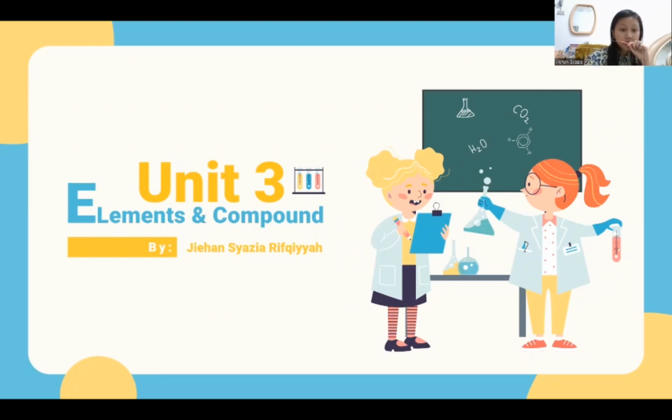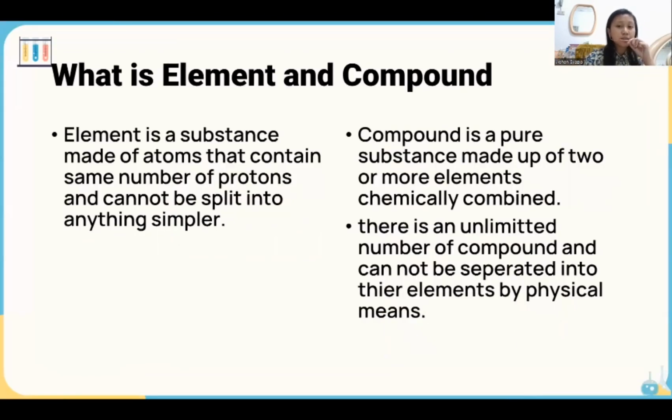Today I'm going to explain to you about elements and compounds. So, what is an element and a compound? An element is a substance made of atoms that contain the same number of protons and cannot be split into anything simpler. Meanwhile, a compound is a pure substance made up of two or more elements chemically combined. There is an unlimited number of compounds, and they cannot be separated into their elements by physical means.